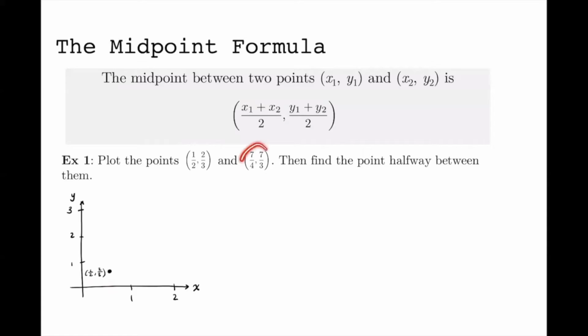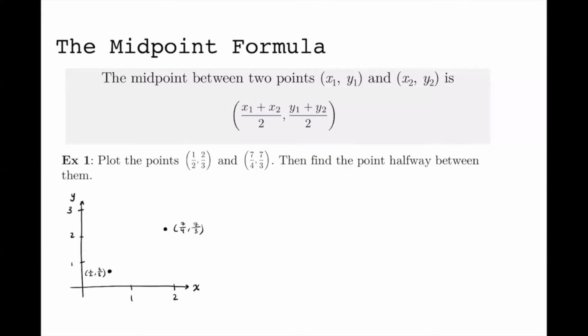Okay, our second point here is (7/4, 7/3). All right, so again, if you want to get a decimal approximation for this in your calculator, feel free. But 7/4 is almost 8/4, which is 2. It's actually 1/4 below 2. So I'm going to go on the x-axis to about a quarter less than 2 here. And then 7/3 is between 2 and 3. It's actually 1/3 above 6/3, which is 2. So I'll go a third of the way above 2. So that'll be somewhere around here-ish. And so this point here is (7/4, 7/3).